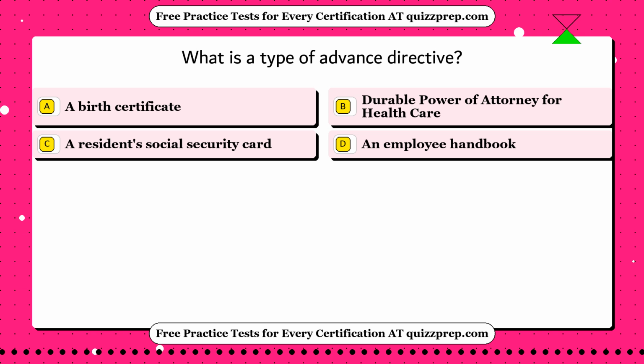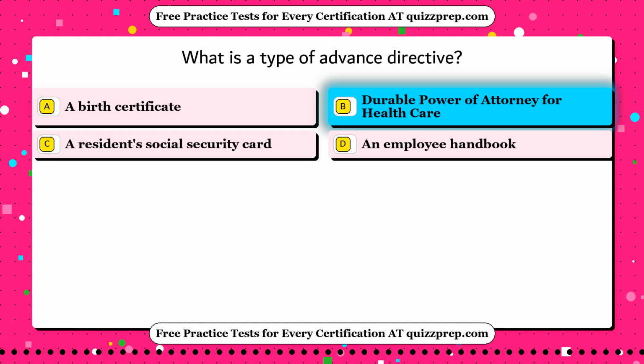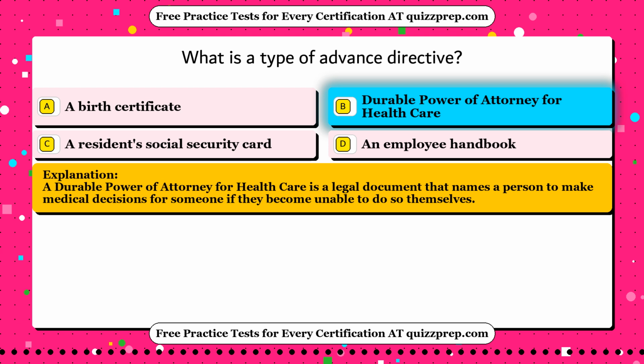Question 22. What is a type of advance directive? Option A, a birth certificate. Option B, durable power of attorney for healthcare. Option C, a resident's social security card. Option D, an employee handbook. The correct answer is Option B, durable power of attorney for healthcare. A durable power of attorney for healthcare is a legal document that names a person to make medical decisions for someone if they become unable to do so themselves.